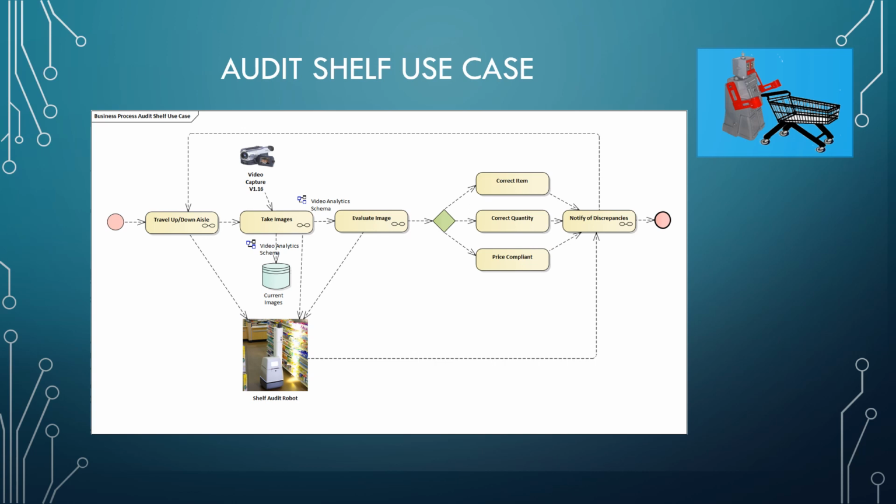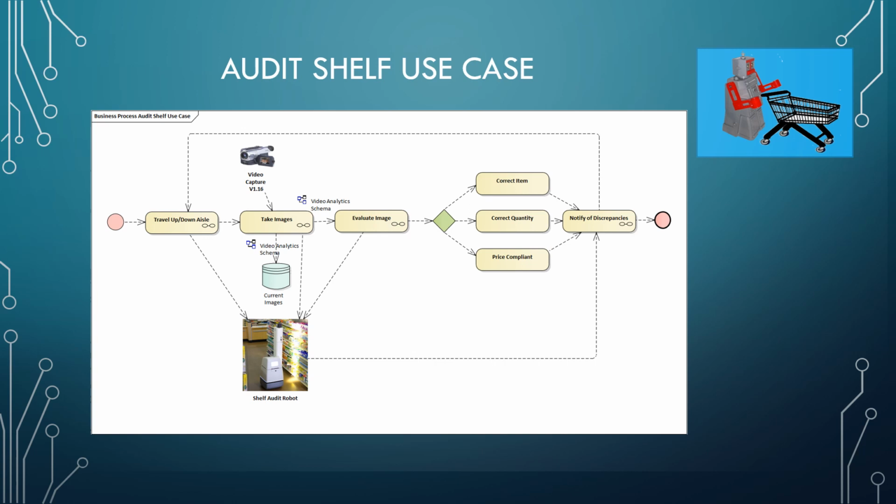So let's take a quick look at the audit shelf use case process model. So we start with the robot that we were looking at in the video. It's got to be able to travel up and down the aisles. It has to be able to take images and evaluate those images. So he's comparing what is against what should be, if you will.